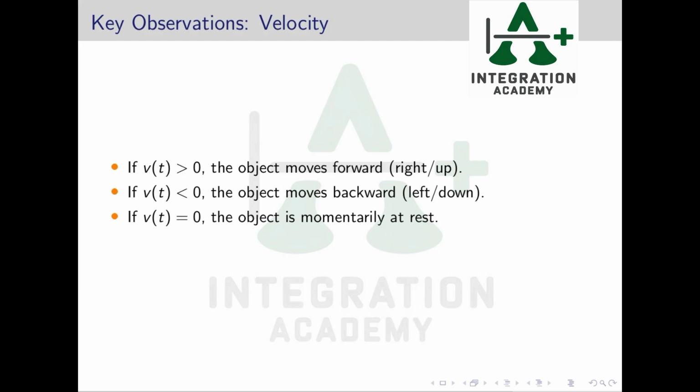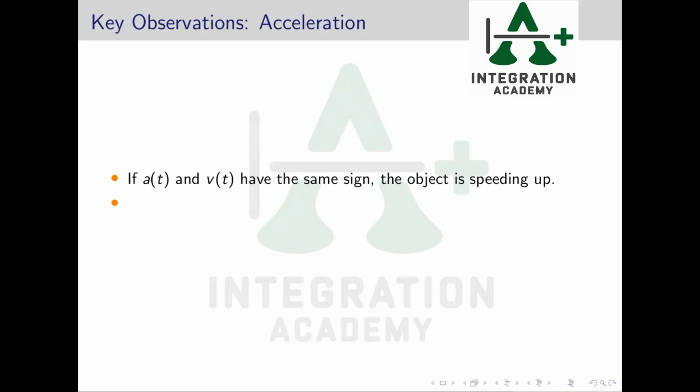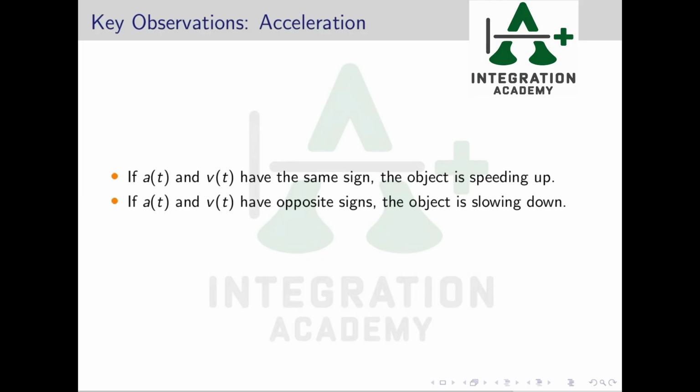Acceleration helps us understand whether an object is speeding up or slowing down. If acceleration and velocity have the same sign, meaning both are positive or both are negative, then the object is speeding up. However, if acceleration and velocity have opposite signs, the object is slowing down.